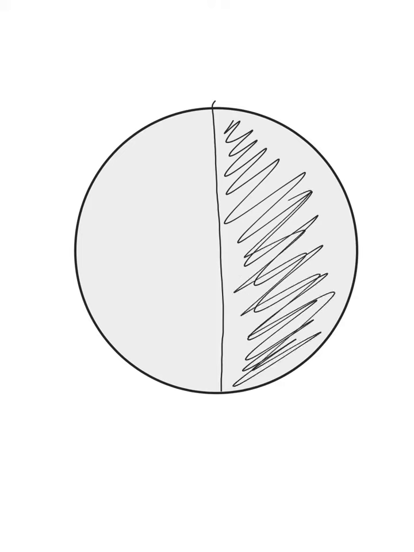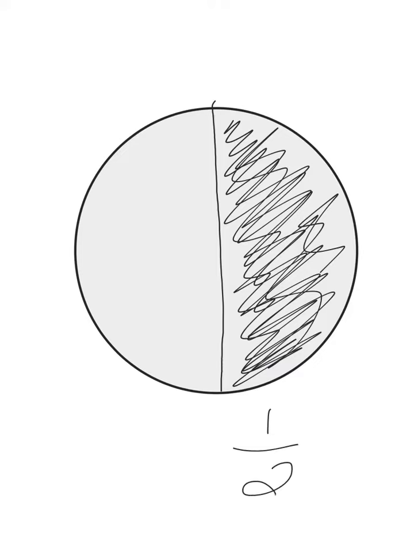I've shaded in a part of my circle. What fraction is shaded? That's right, 1/2. Just like any number, we can write 1/2 in many ways. This is the unit form. 1/2.